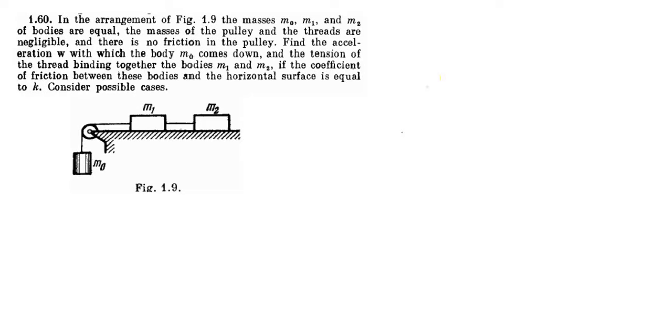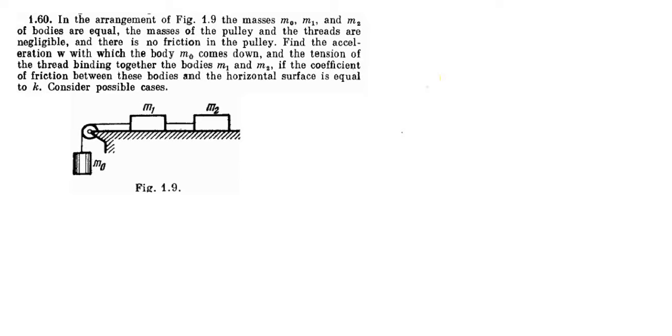This is problem number 1.60. Here, in the arrangement of figure 1.9, the masses m0, m1 and m2 of the bodies are equal. The masses of the pulley and the threads are negligible and there is no friction in the pulley.